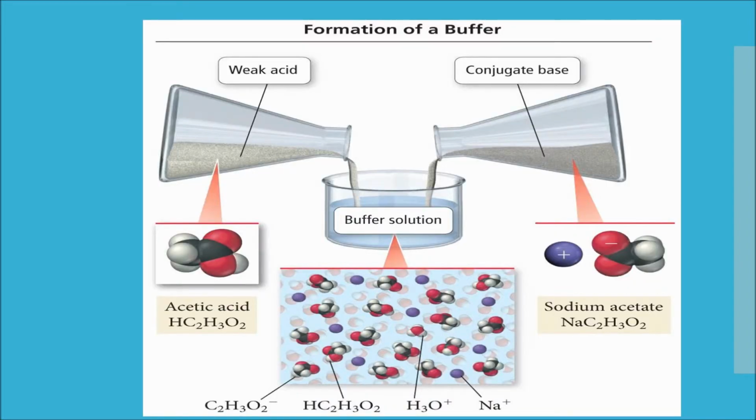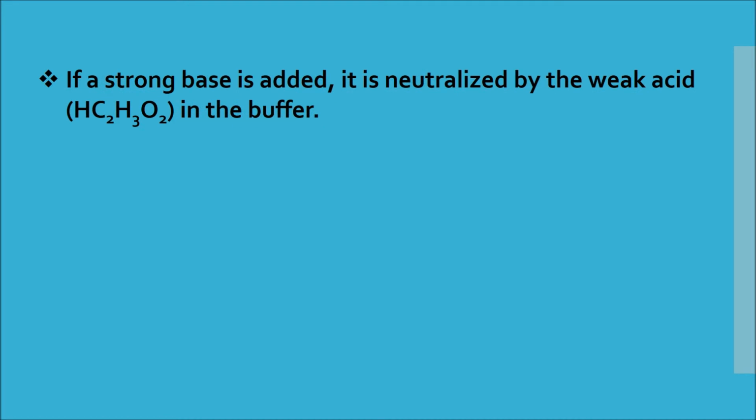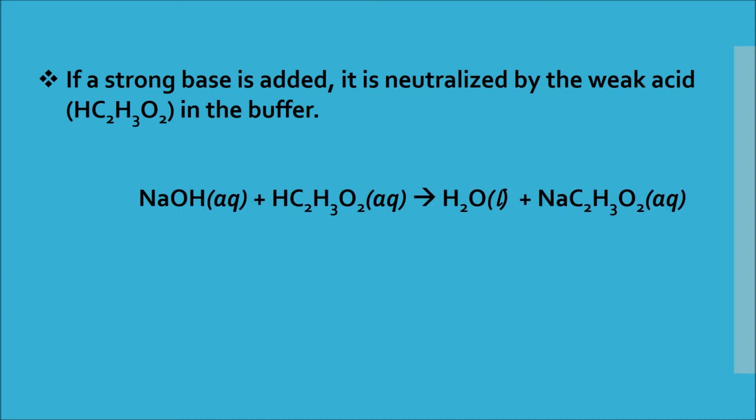So here we form a buffer by reacting acetic acid with sodium acetate. In this solution, you will now have acetate ions, acetic acid, H plus ions, and sodium ions in the solution. So once you add a strong base to this buffer, it is neutralized by the acetic acid, or the weak acid that is found in the buffer.